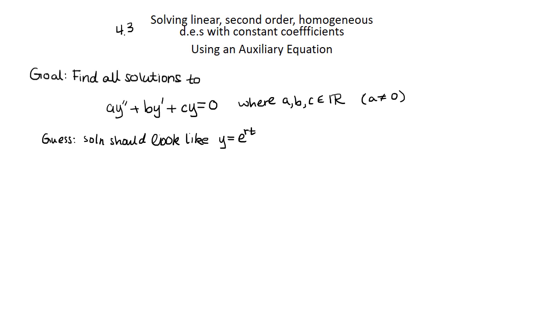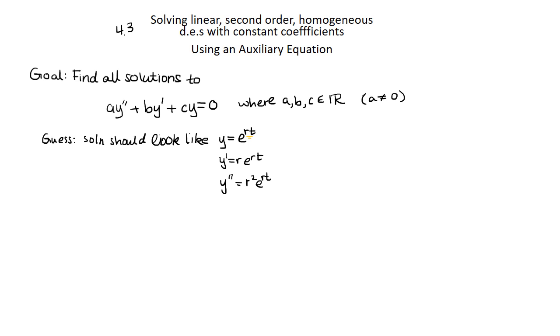The reason that we have this r is that we know that when we're taking derivatives, we will have constants generated, and so we have some hope that we might be able to match up with these coefficients a, b, and c. Here r is a constant that we don't know yet. So let's try working with this solution. y equals e to the rt. Its derivative is r e to the rt, and its second derivative is r squared e to the rt.